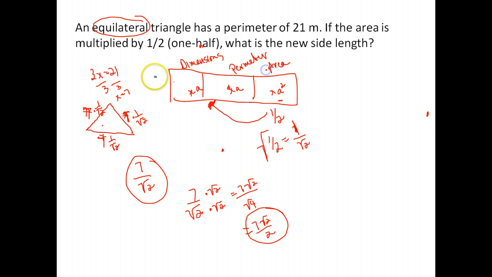Okay, but again, what did we do? We found out what the original side length was by dividing 21 by 3 evenly, since those are equilateral. And then we said, well, the area is times 1/2, so the sides must be multiplied by the square root of that, because we're coming backwards. And that gave us a side length of 7 divided by the square root of 2, which we simplified with algebra and finally found our answer to be 7 times the square root of 2 over 2.